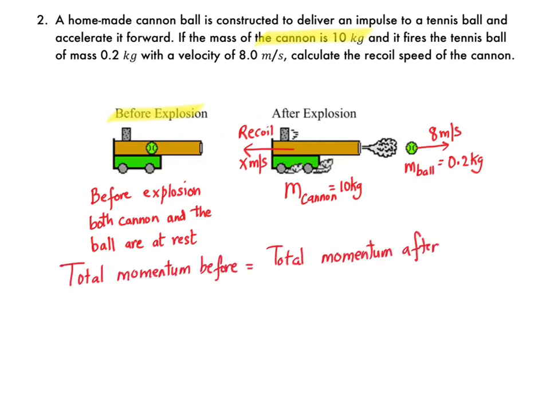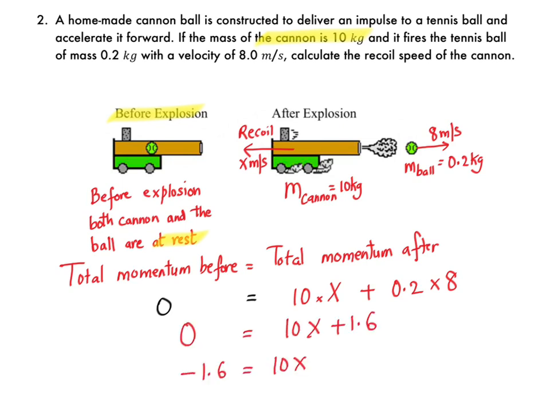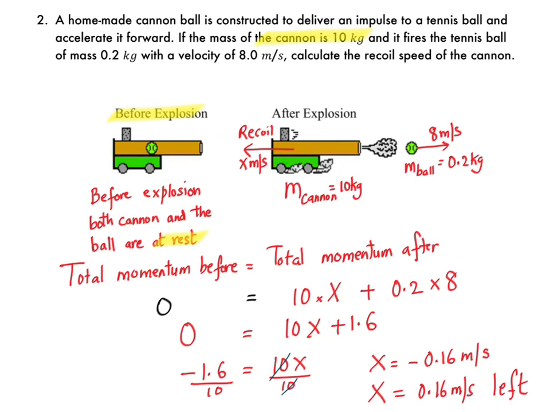Now we'll apply total momentum before equal total momentum after. Before, everything was at rest, so 0 equal cannon is 10 kg mass times its velocity, we don't know, so x, plus the ball is 0.2 kg times its velocity which is 8. So we write 0 equal 10x plus 1.6. Take 1.6 to the other side, it becomes negative 1.6. Divide by 10 on both sides, and we get the answer as negative 0.16 meter per second.